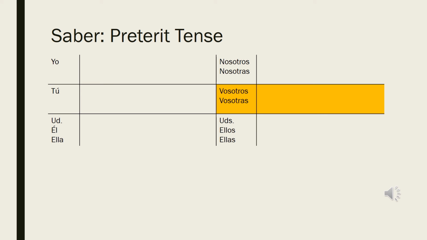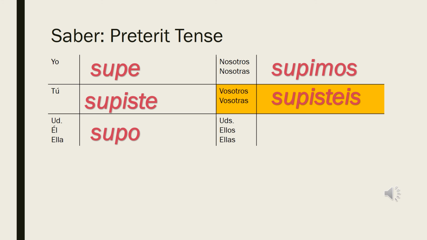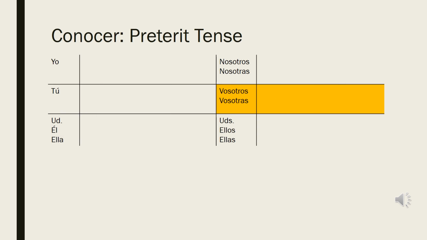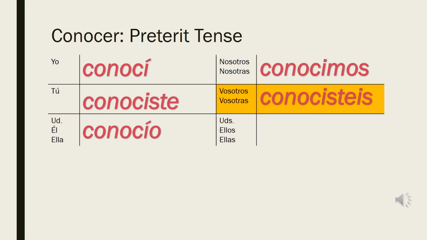So my forms of saber in the preterite tense are yo supe, tú supiste, usted, él, ella supo, nosotros supimos, vosotros supisteis, ustedes, ellos, ellas supieron. So conocer in the preterite is yo conocí, tú conociste, usted, él, ella conoció, nosotros conocimos, vosotros conocisteis, ustedes, ellos, ellas conocieron.